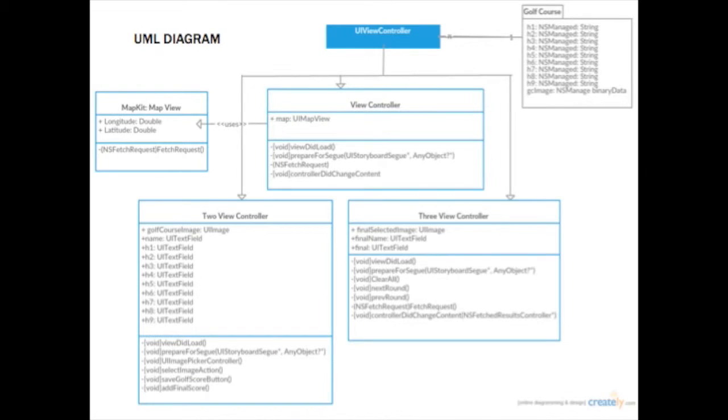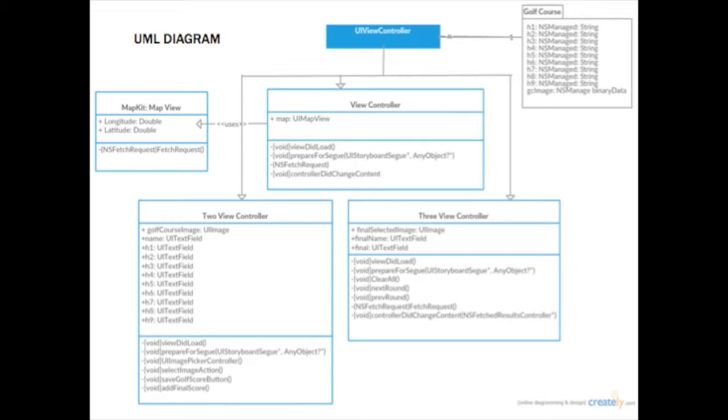Here is the UML class diagram for iScore. You can see it starts with the UI view controller and it has a golf course for core data for holes 1 through 9, which are all NS managed strings, and then GC image, which stands for golf course image, which is an NS managed binary data. The view controller will have access to the map kit, which is a map view. It'll have view did load. It'll prepare for segue to the second view controller. It'll fetch data and it'll change the content.